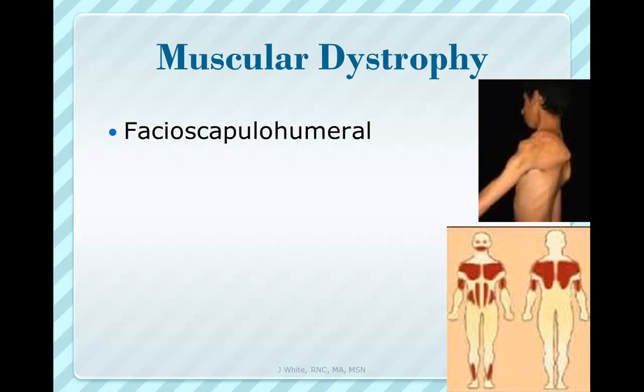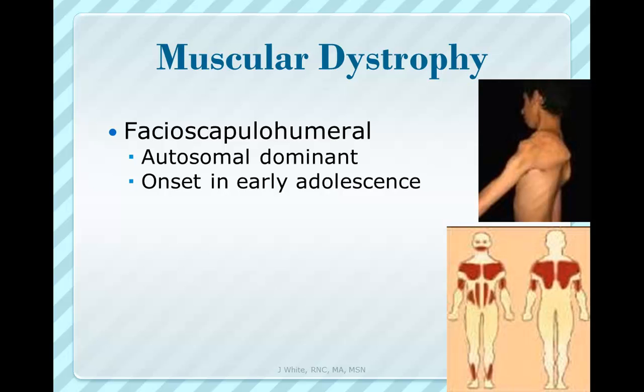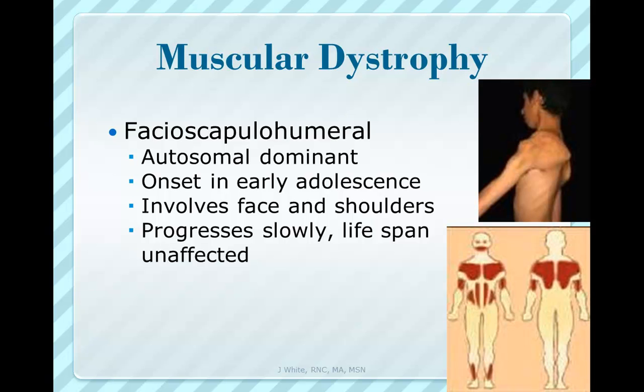Then we have facioscapulohumeral. Okay, notice the muscle groups that are involved here. It's inherited as autosomal dominant, meaning only one parent carries the negative gene. Onset's early adolescence, involves the face and the shoulders, progresses slowly, have a normal lifespan.